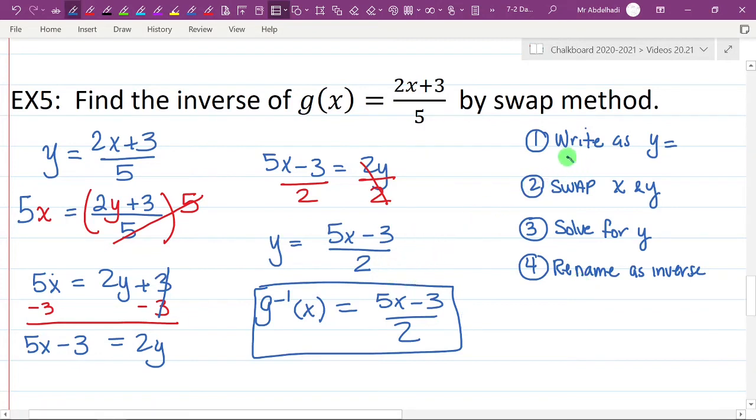So you have to start with y equals, because if you're going to swap x and y, it doesn't make sense to swap x and g of x. It just doesn't work. So you need to write it as a y temporarily until you do the swap. And then when you're done, put back the g of x, but call it g inverse of x, not g of x. All right, let's try another one.